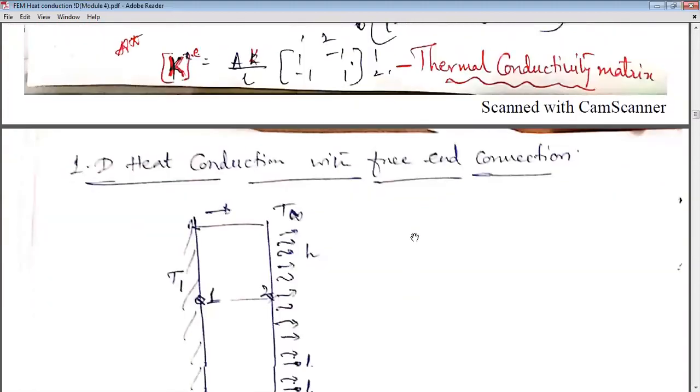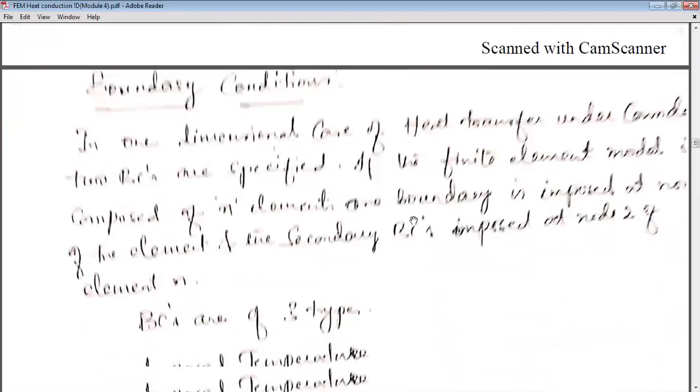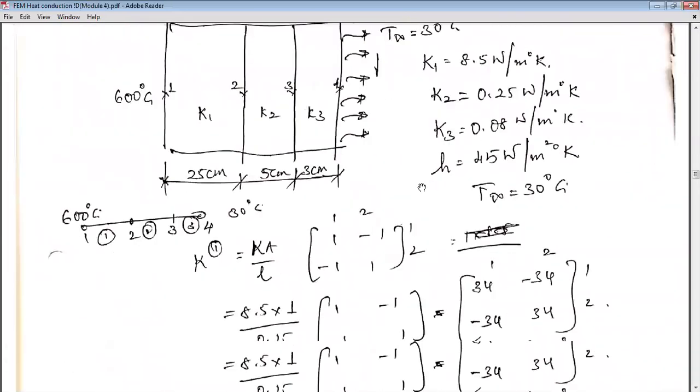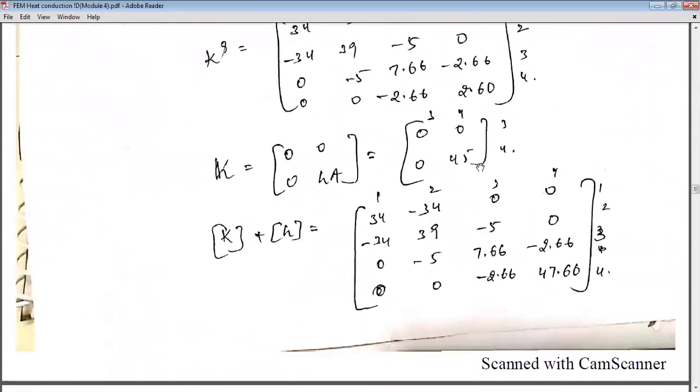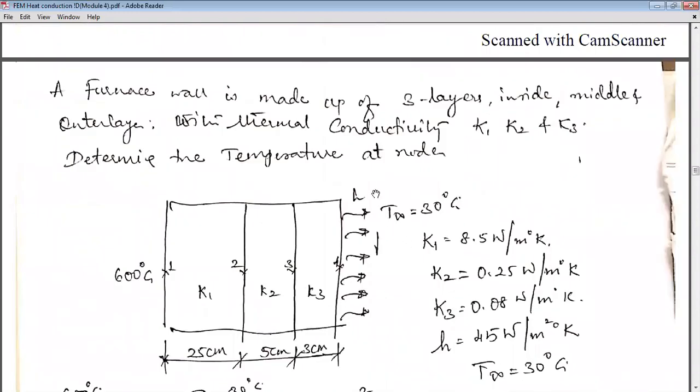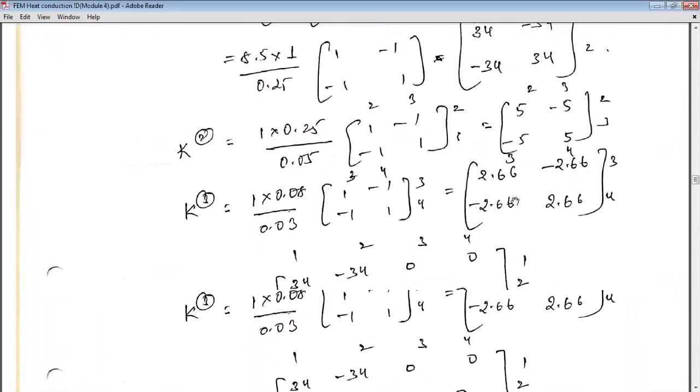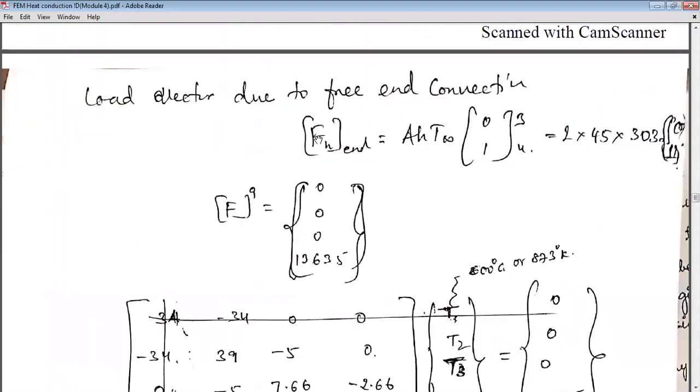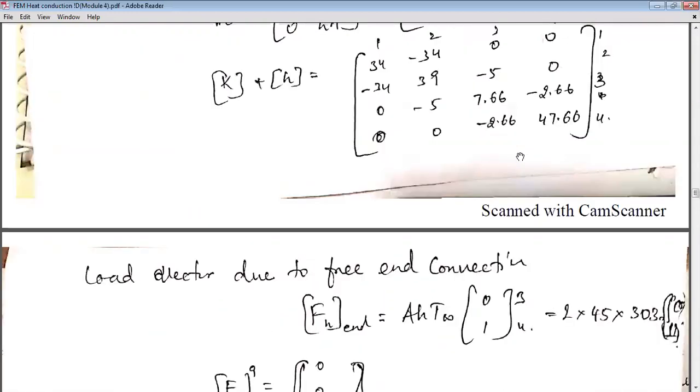So if you observe, let me scroll. Okay, so AHT infinity 0, 1. Why should I write this? You can see the things are happening to the right of the surface. So when it is the right of the surface, I have to remember this equation. This is the load vector due to convection, AHT infinity 0, 1. So what are the node numbers connected to it? You have to write 3, 4. Don't write simply 1, 2.